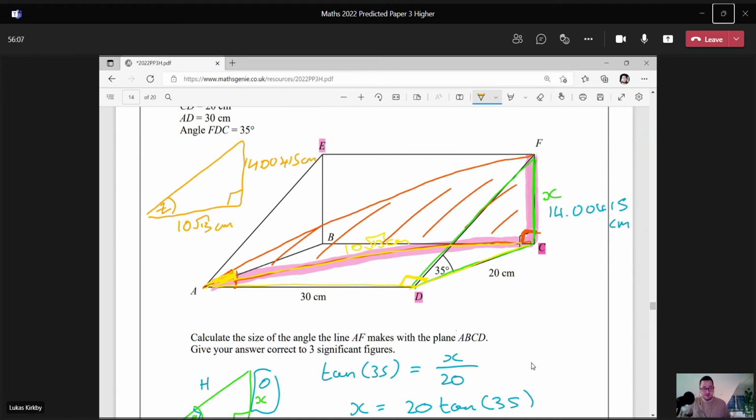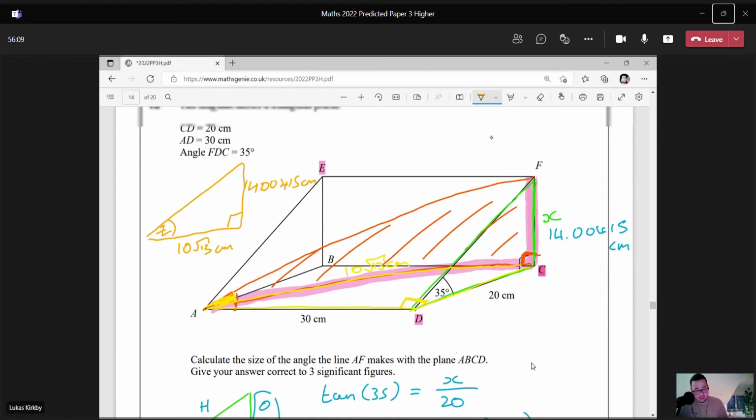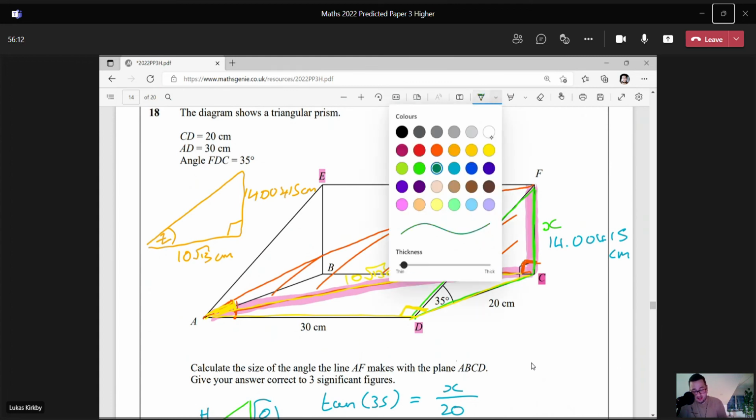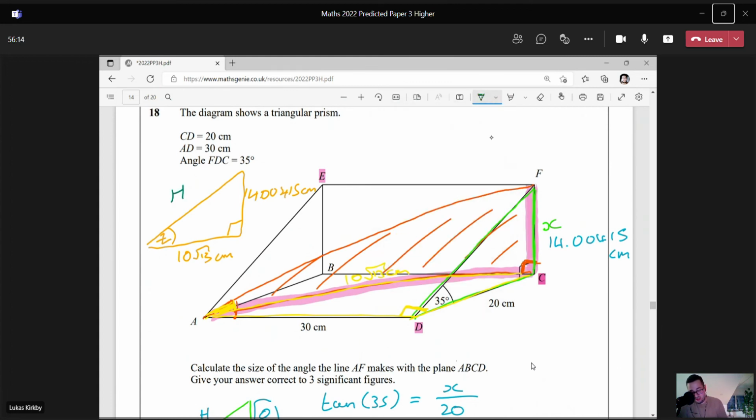Okay. So again, we want to use trigonometry. So let's label our sides again. So this is the hypotenuse. This is the adjacent. This is the opposite. It's looking like tan again. So we're going to have tan of Z. It's going to be opposite, which is 14.00415, divided by the adjacent, which is 10 root 13. And so Z is going to be tan to the minus 1 of all of this.